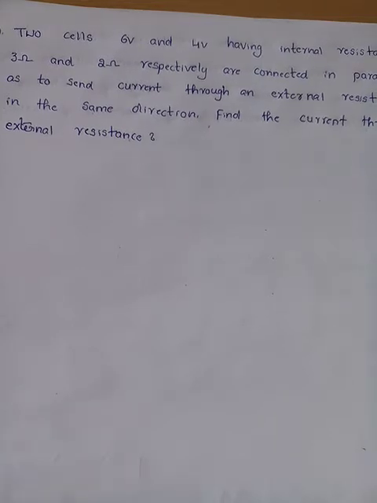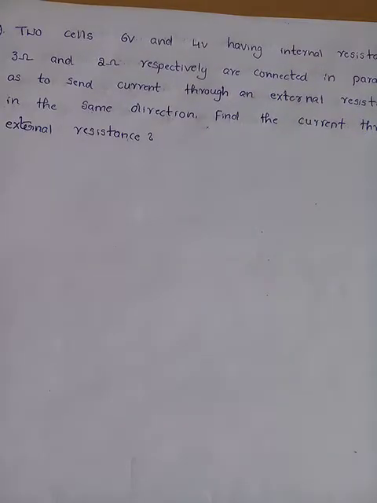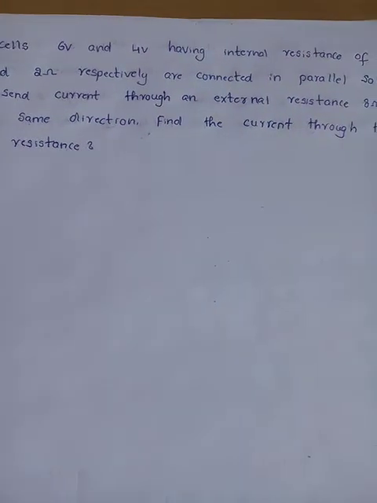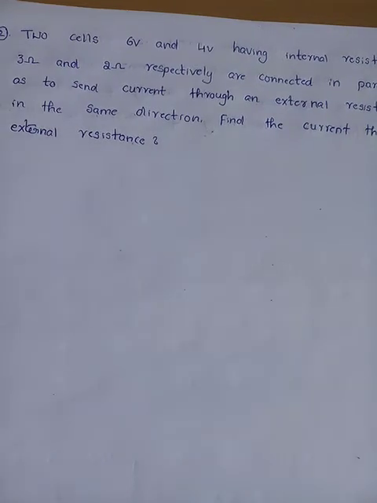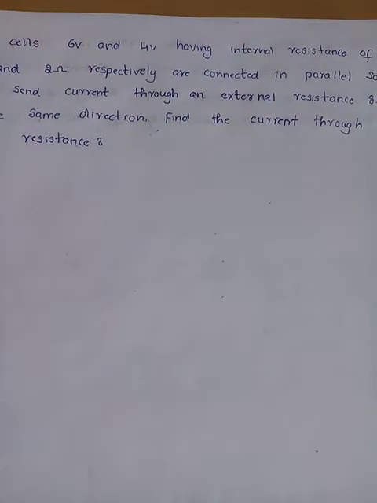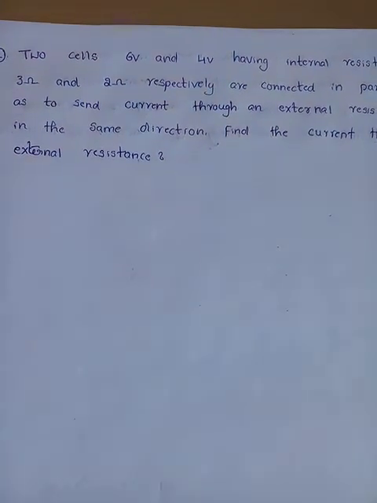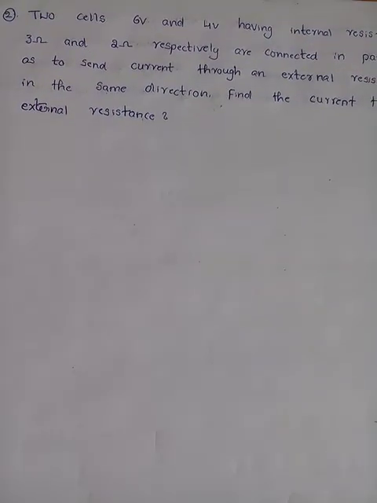Two cells, 6 volts and 4 volts, having internal resistance of 3 ohms and 2 ohms respectively, are connected in parallel so as to send current through an external resistance of 8 ohms in the same direction. Find the current flowing through the external resistance.